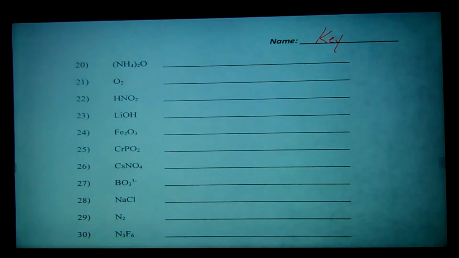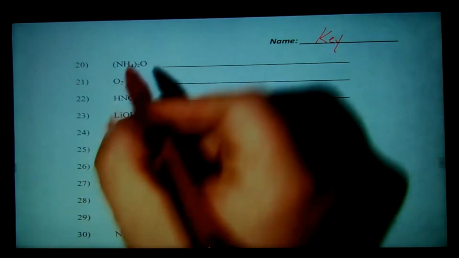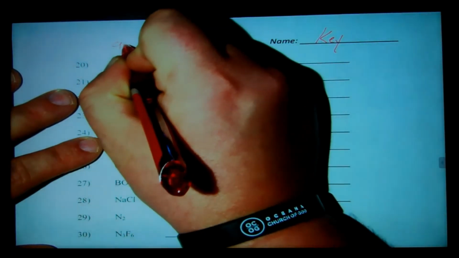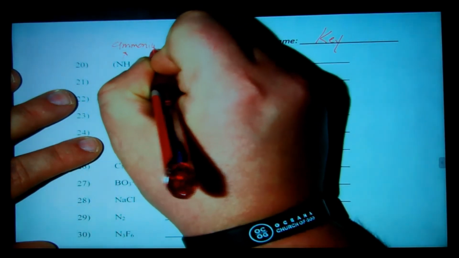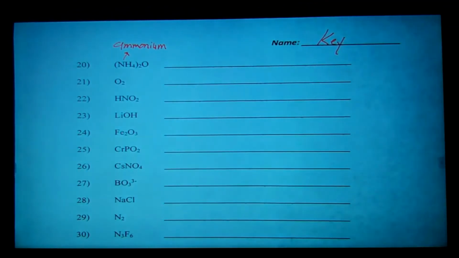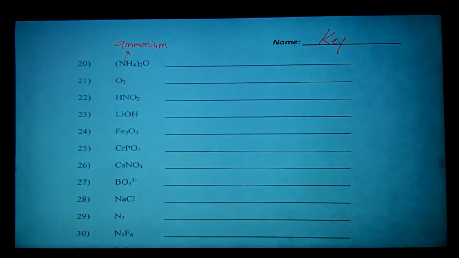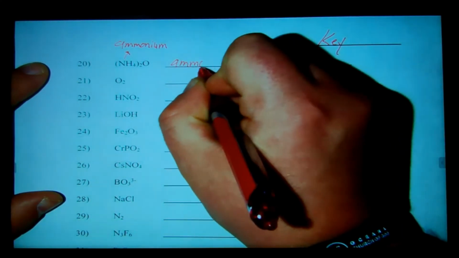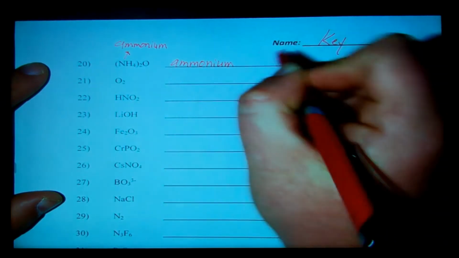Number 20, I count the number of elements I have present. There's 3, which means there's a polyatomic. I find the polyatomic. It's the NH4. I know that, first off, because I know my polyatomics. That's ammonium. And also because it's in parentheses. So ammonium bonded with oxygen. So in this, we're just going to name it like we would a normal ionic bond, but we're going to name the polyatomic instead of naming the monatomic ion. So ammonium oxide.